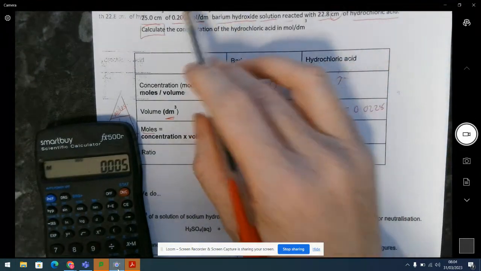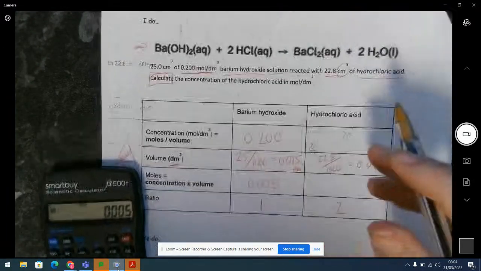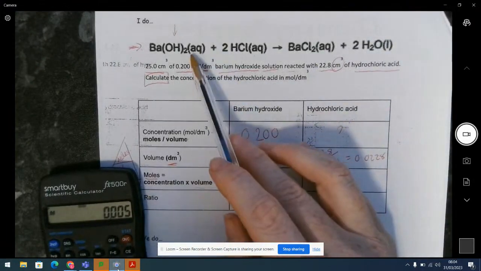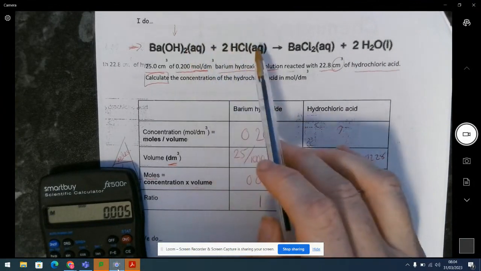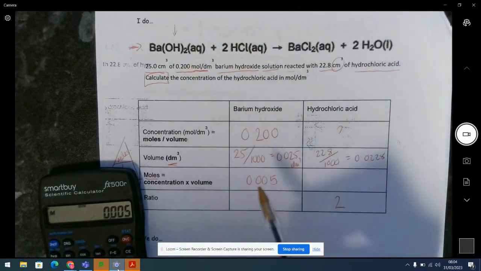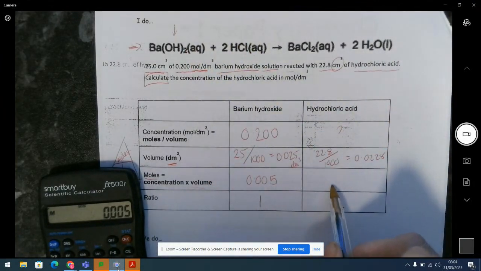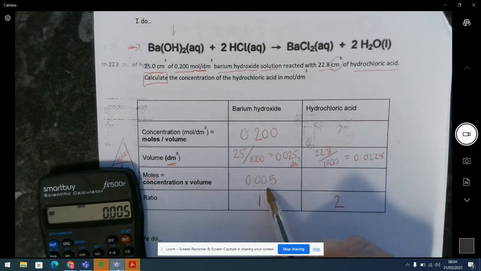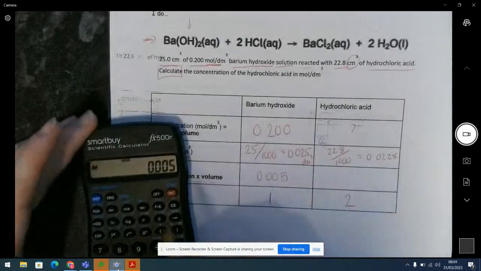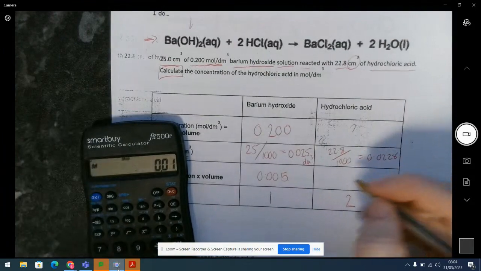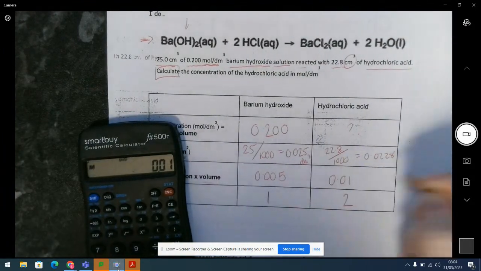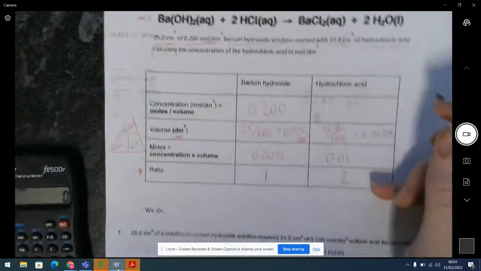Now, I can use my ratio, okay? So I can see from the equation that there's 1 barium hydroxide to 2 hydrochloric acids. So if I wanted to work out the moles of hydrochloric acid, I would just have to double that. So I times it by 2. So there is my moles for hydrochloric acid.